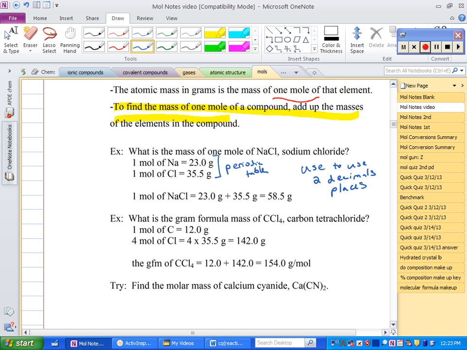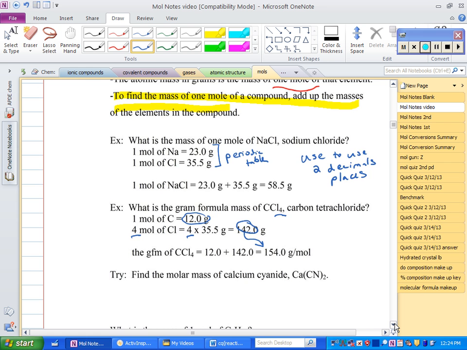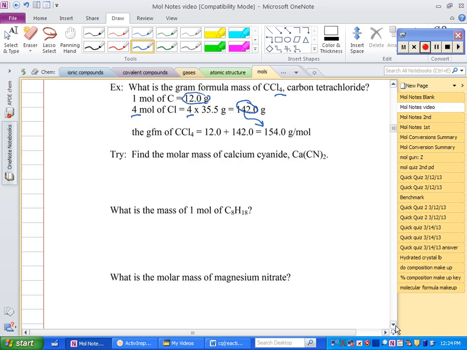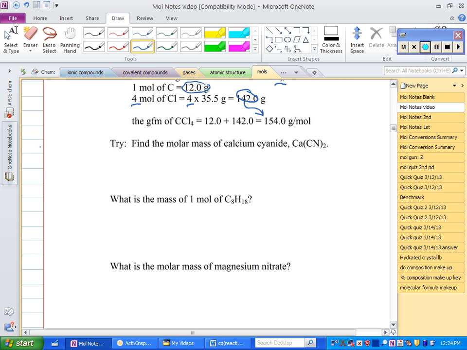we have 1 carbon, and we get its mass from the periodic table. We've got 4 chlorines, so when we get chlorine's mass from the periodic table, we have to multiply by 4. So then it's the mass of 1 carbon and the mass of 4 chlorines that we add together. So pause this and try to find the mass of these examples, and then unpause to watch it worked out.